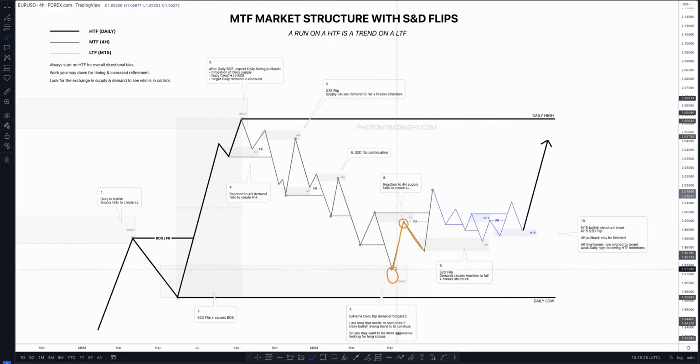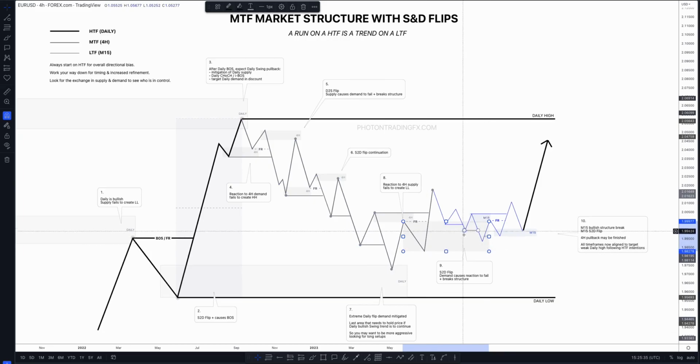But if that reaction then fails to break the low and we move to the upside, all right, what do we have? We have a 4-hour supply to demand flip. So you can take your zone from the top of the reaction and draw it down to the bottom, and that is your entire 4-hour flip range. But obviously, like I said, we can refine that flip down to the extreme of the reaction leg to be a little bit more refined, and then you have your 4-hour zone.